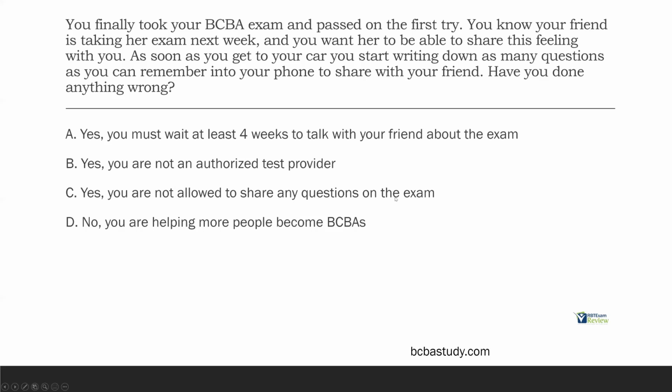D, no, you're helping more people become BCBAs. They want you to do that ethically. Okay. You can help them study, you can help them learn. You cannot just start cheating and sharing all this information that you shouldn't be sharing. So, have you done anything wrong by writing down as many questions as you can remember into your phone? Yes, you're not allowed to share any questions on the exam.